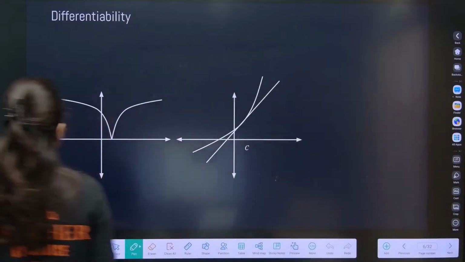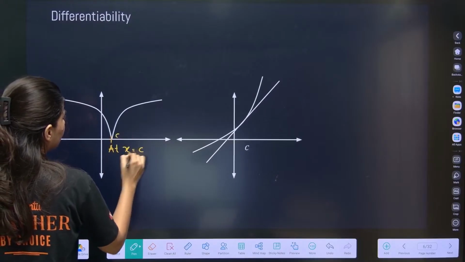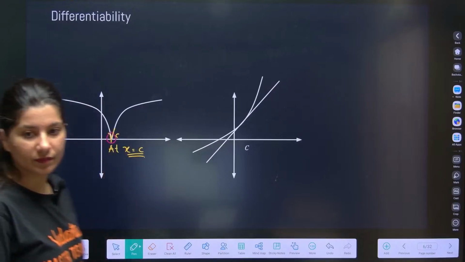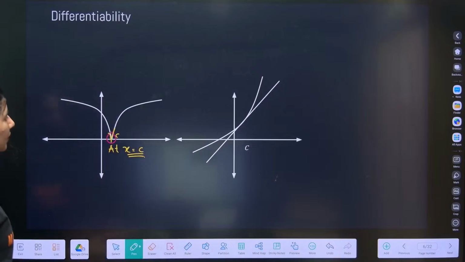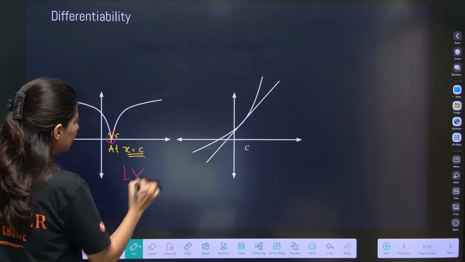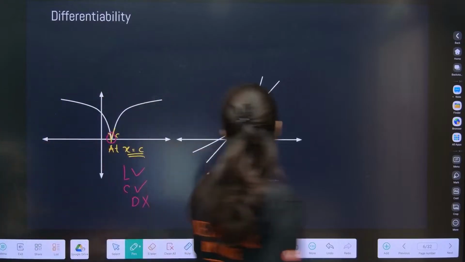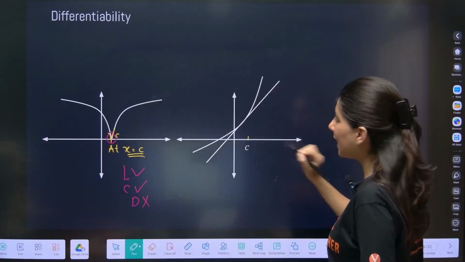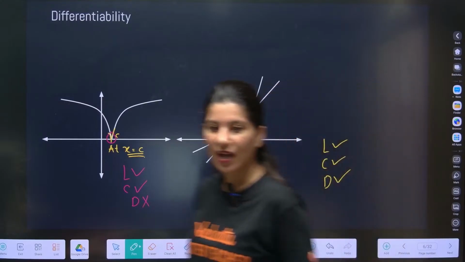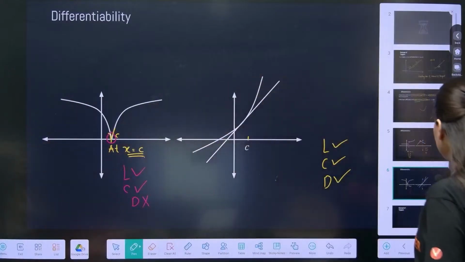Let's see. So ma'am, we are talking about at x equals C. This is a sharp corner, you can say. So the limit exists, continuity is there, but differentiability is not there. Here, can you see, a unique tangent is drawn only. So at C, the limit is there, continuity is there, and differentiability is there. Tell me, are you understanding? Yes? Alright.